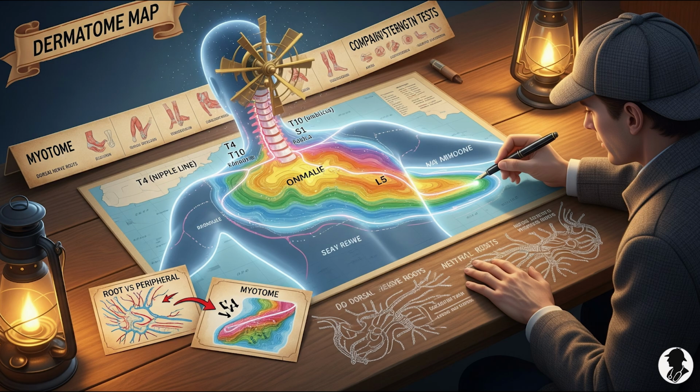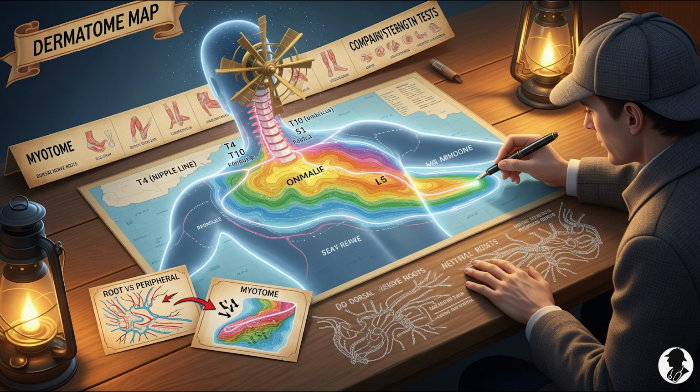Let's recap those. T4 is roughly at the level of the nipples. Think T4 at the nipple floor. T6 is around the xiphisternum, the bottom tip of your breastbone. T10 is at the umbilicus, the belly button. That's the classic TEN to the belly BUTTON. Hard to forget that one. And T12 is down at the pubic bone level. Having those landmarks makes assessments much faster.